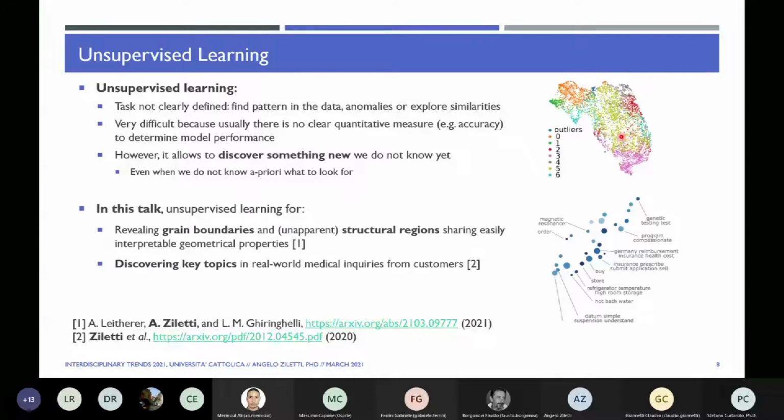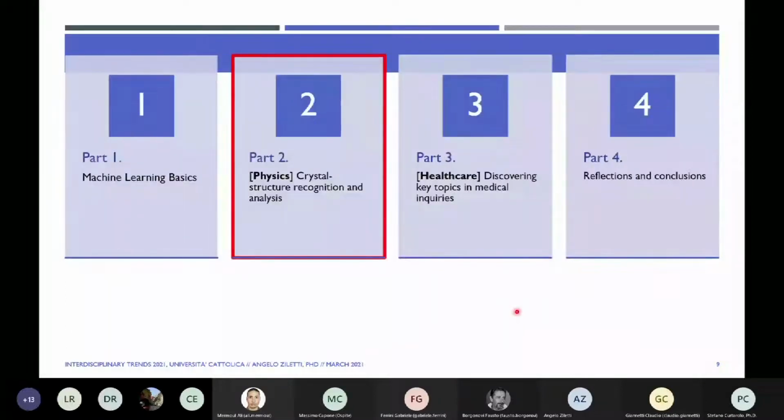And in this talk I will present examples of how we reveal grain boundaries and structural regions in experimental data. I will show you in a moment. And then we also see how you can apply similar techniques to discover key topics from real-world medical inquiries. That's the work that I've been doing at Bayer. Okay, so great, let's start with the physics part.